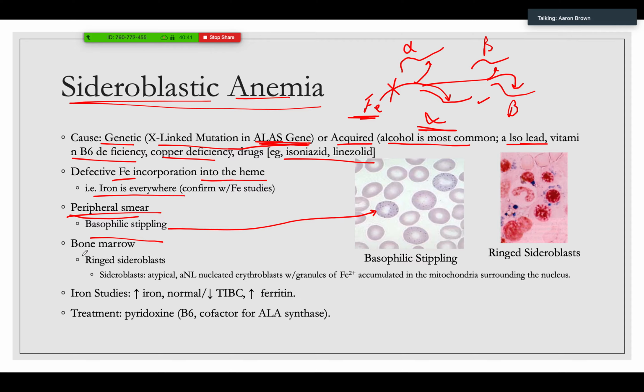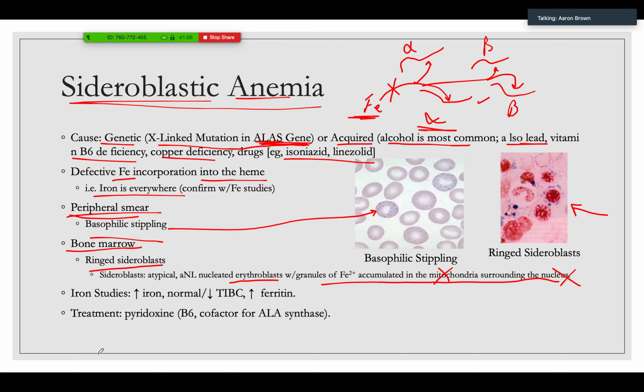If you take a sample from the bone marrow, here's where we see our ringed sideroblasts. There's a picture of it here. Essentially what it is, erythroblasts, baby red blood cells essentially, with lots of iron accumulation in the mitochondria surrounding the nucleus. We talked about how mature red blood cells don't have mitochondria and they don't have nuclei. So these are going to be baby red blood cells.